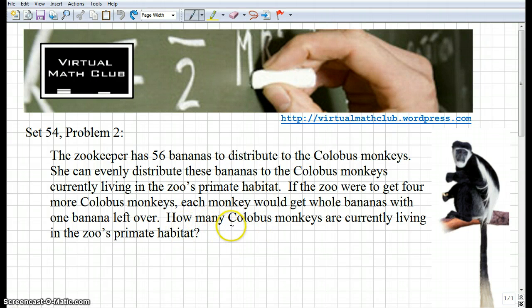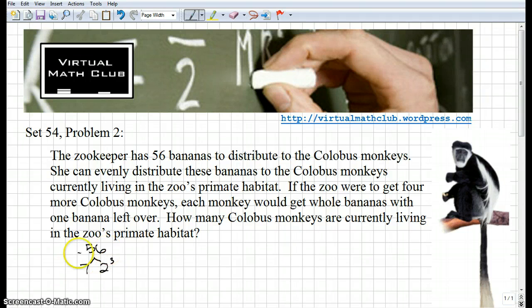So anyway, the question asks, how many colobus monkeys are currently living in the zoo's primate habitat? All right, so like we said, if we knew the number of monkeys and the number of bananas they got, we could multiply them and we would get 56. So we need to look at the factors of 56. Okay, and 56 is just 7 times 8, and 8 is 2 cubed. So if we were to write it in terms of its prime factors, that is what we would get.